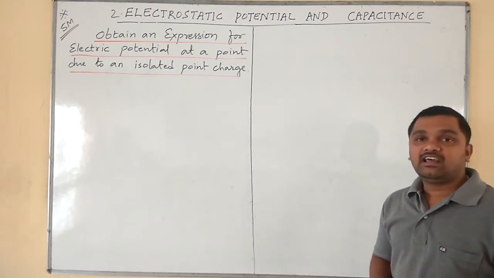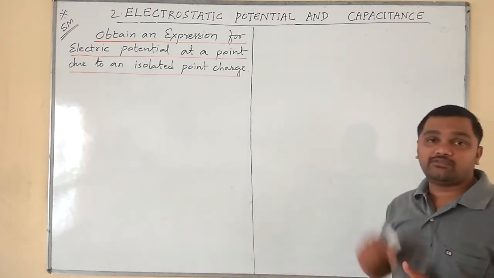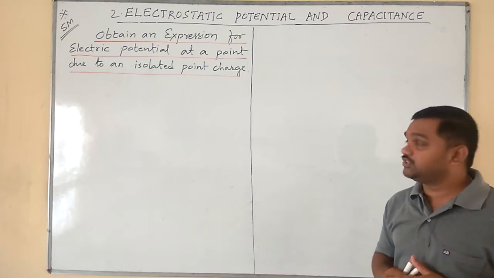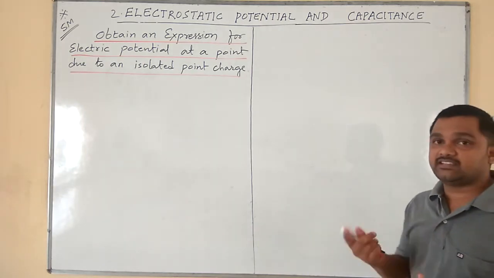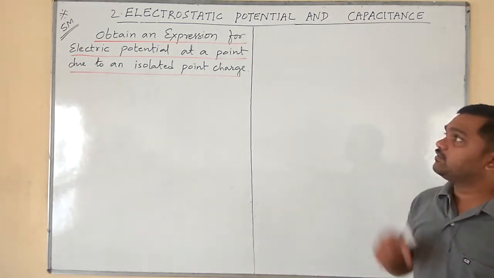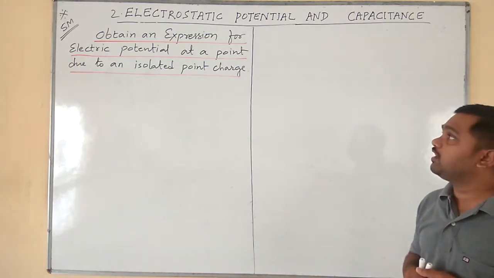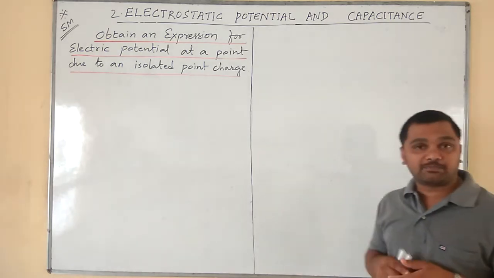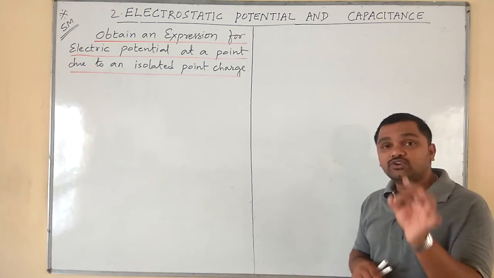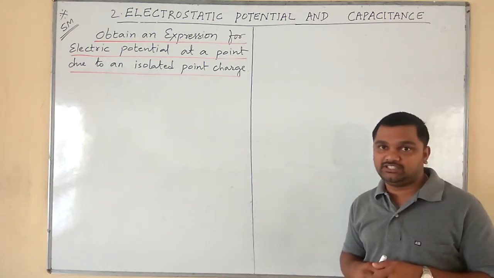In this class, let us discuss a very important 5-mark derivation. As I said in the last class, derive an expression, or obtain an expression, for electric potential at a point due to an isolated point charge.